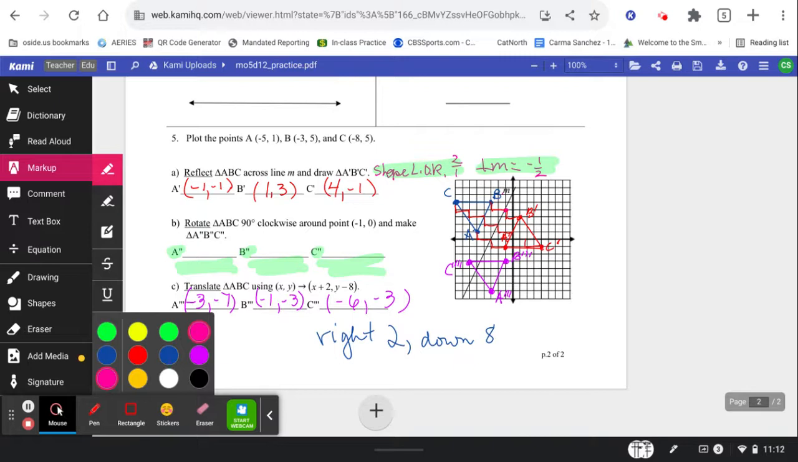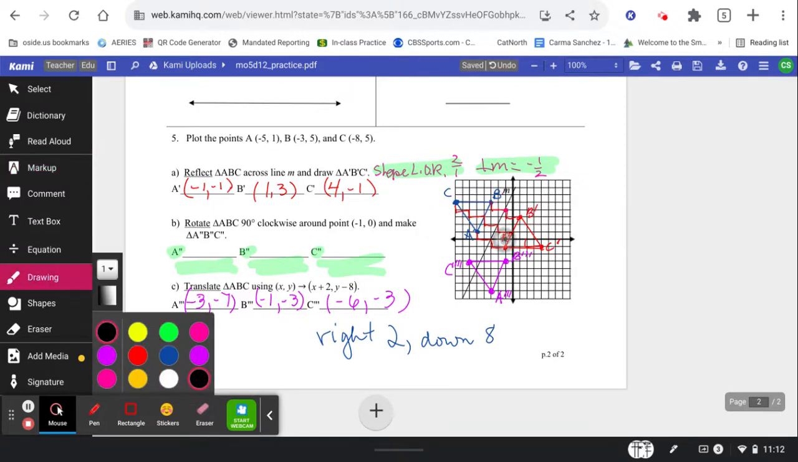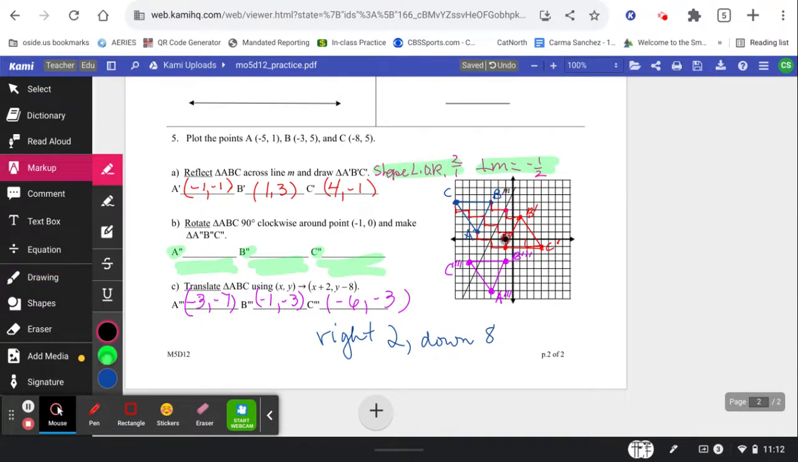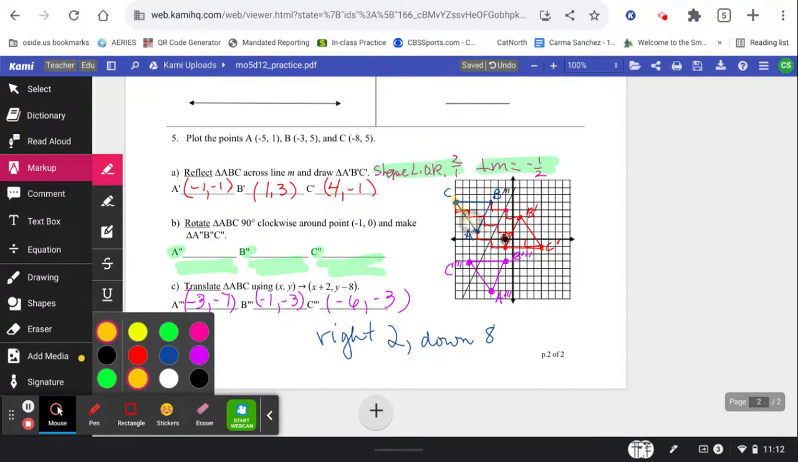So the center point is going to be -1, 0. So I'm going to go darken this right here. -1, 0 is what I'm rotating this triangle around. It's rotating around this center, okay? So it's telling me to rotate clockwise. Remember that a clock goes clockwise in this direction. So we're going to rotate it 90 clockwise and see where it lands around that dot.